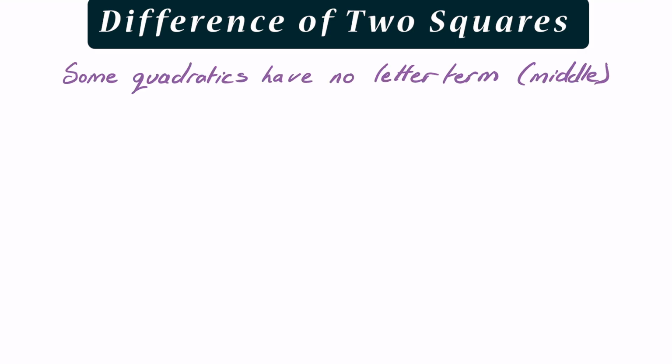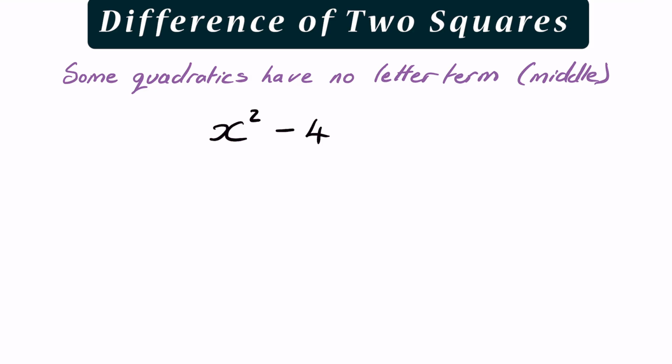-5/6. And here is a special kind of factorising method known as the difference of two squares. So some quadratics will have no letter term, they will have no middle term, and when you have one like this where there is a negative sign in the middle and the number here is actually a square number, there's a special method to factorising this, and it's known as the difference of two squares.